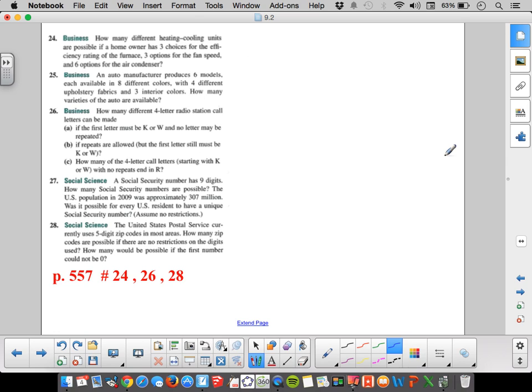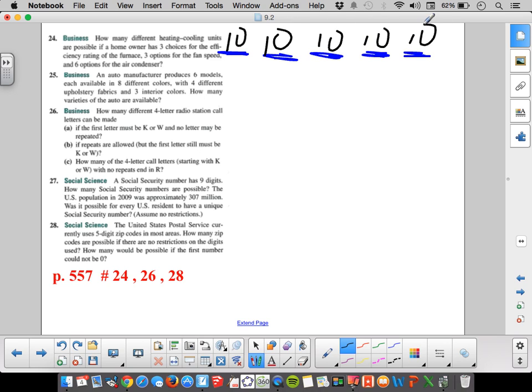Okay, let's try 28. It says the United States Postal Service currently uses 5-digit zip codes in most areas. How many zip codes are possible if there are no restrictions on the digits used? Okay, so how many possible zip codes are there? Well, we have 5 digits, and any of those could be 0 through 9. So that means there are 10 options in the first, and it says that there are no restrictions on the digits, so there are still 10 available, which means we can repeat those numbers. So this is just 10 to the 5th, which is 10 times 10 times 10 times 10 times 10. And notice we get 10,000. So there are 10,000 different opportunities.